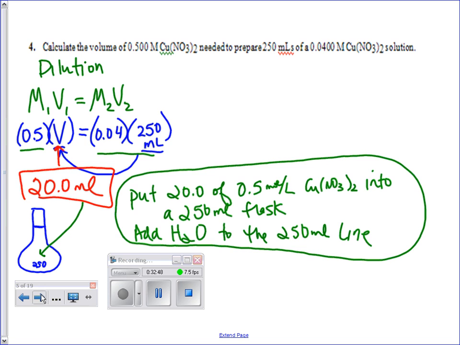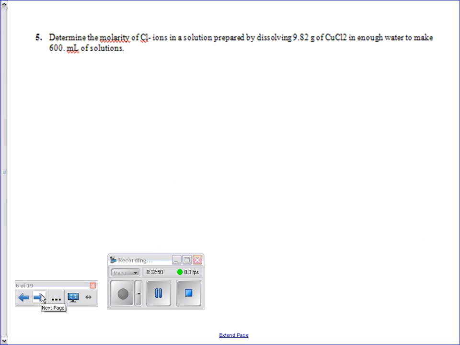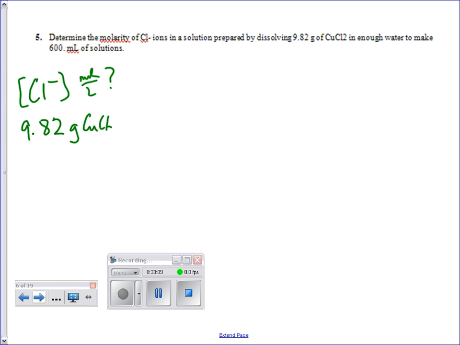Last problem of the day, next. Determine the molarity of Cl- ions in a solution prepared by dissolving 9.82 grams of copper 2 chloride in enough water to make a 600 ml solution. So we want the molarity. Brackets mean molarity.